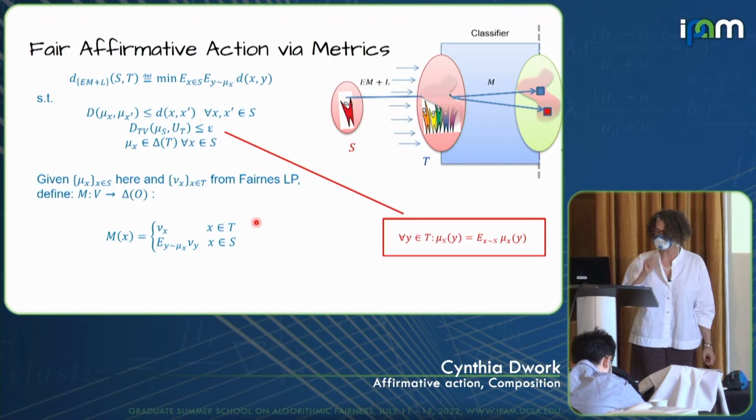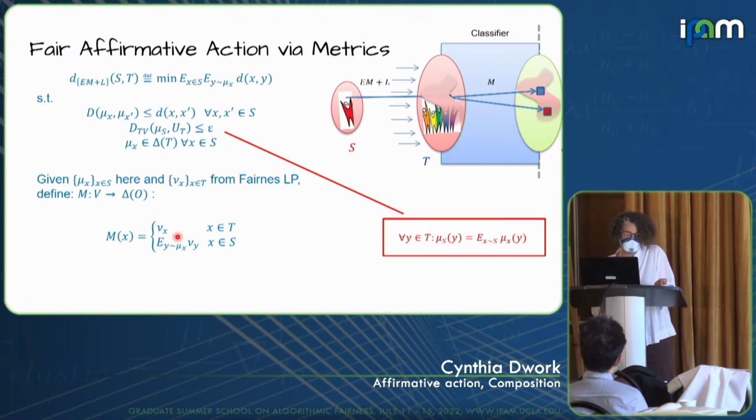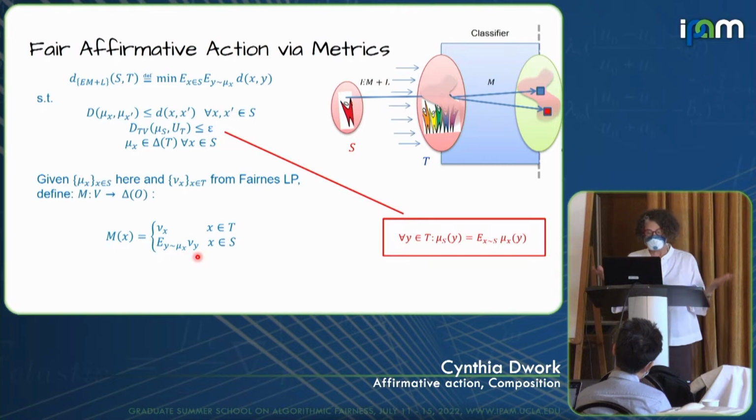When I want to classify individual X, if X is in T, I take a draw from this distribution that was given to me by the fairness LP between here and the outcomes. If X is in S, first I choose somebody in T from my distribution on T that I built up over here. And then I do exactly what I just did for that person in T. So that is the approach.